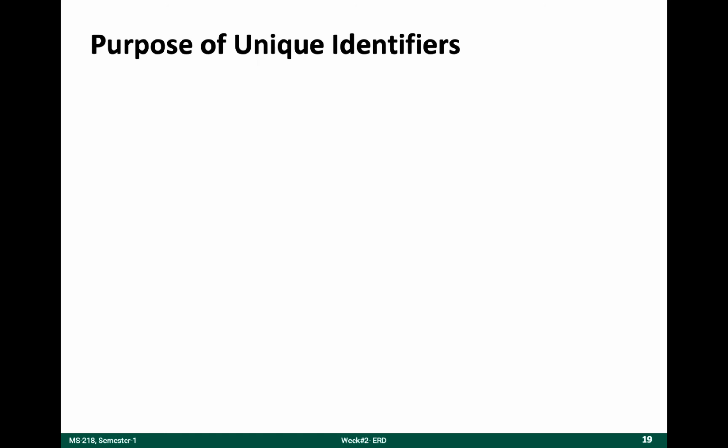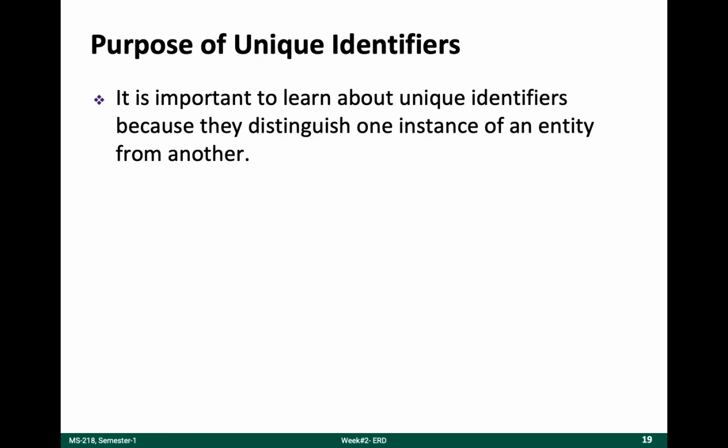So we have talked about this thing, unique identifiers, just like primary keys. Okay. It is important to learn about unique identifiers because they distinguish one instance of an entity from another. So one of you also said this thing, that we can differentiate one tuple from another tuple. Okay. We are different. So that's why we need unique identifiers. And unique identifiers could be any.